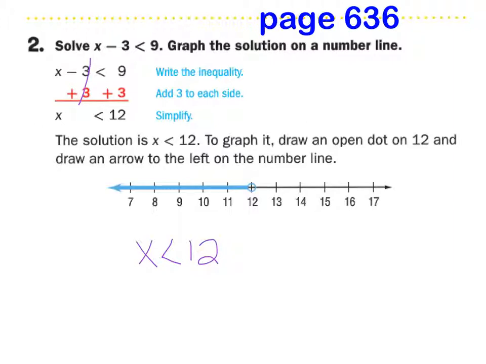We're going to use an open circle this time on the 12 because the answer cannot equal 12. Now we need to find numbers that are less than 12. I know 11 is less than 12 and 8 is also less than 12. I can check the other side. 13 is larger, so that doesn't work. So my arrow is going to go to the left.